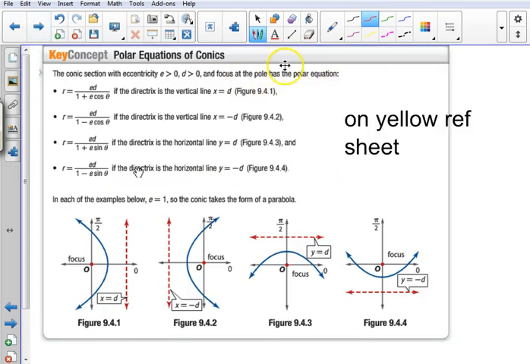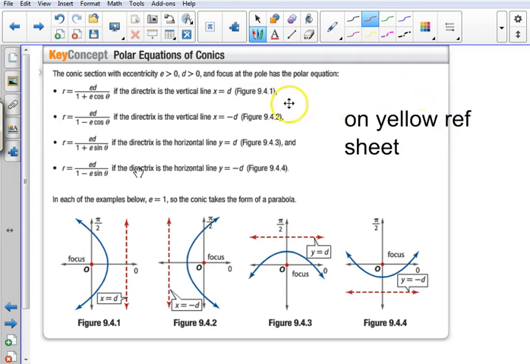This says it's on the yellow reference sheet. Is this on the yellow reference sheet? Oh, yeah. You don't need the graphs. Isn't it on there? Oh, it is on there. Okay. I thought I put eccentricity on the yellow one. It is on the yellow one, right? The little paragraph about eccentricity?